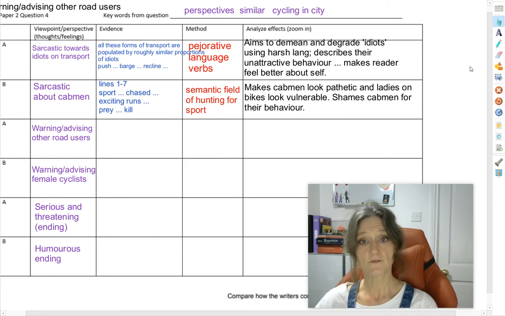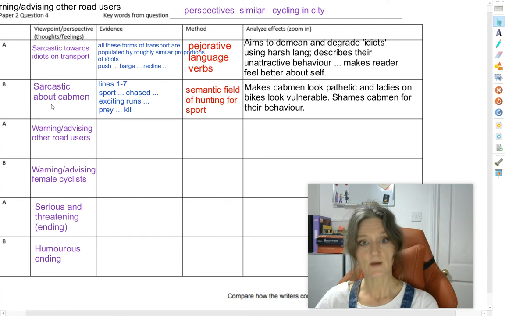Okay, what's the effect of what he says? Well, he aims to demean and degrade these idiots by using the harsh language "idiots". He describes their unattractive behaviour, and the aim of that, I would suggest, is to make the reader feel better about themselves. Well, I'm not one of those idiots. So it's kind of getting the reader on side, because they're like, oh, it's just a few people spoiling it for everyone. It's that kind of feeling.